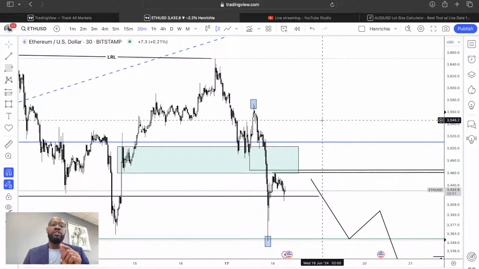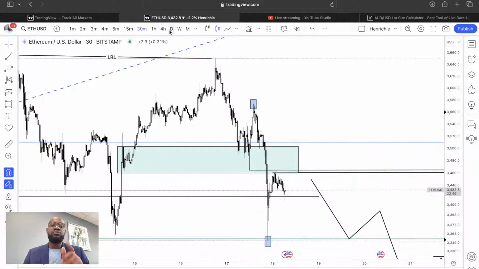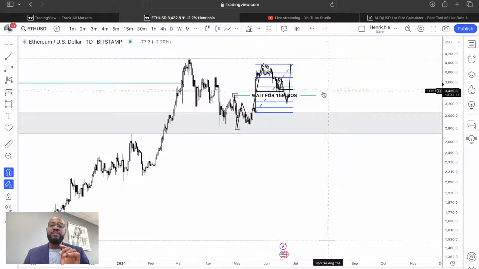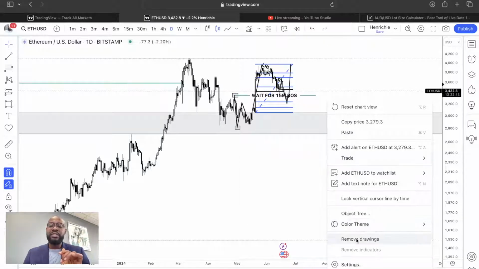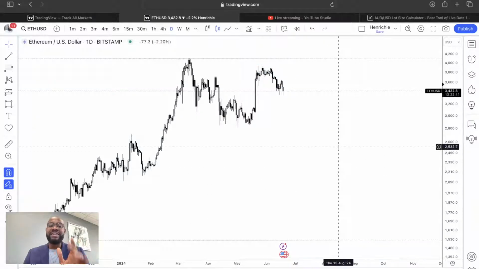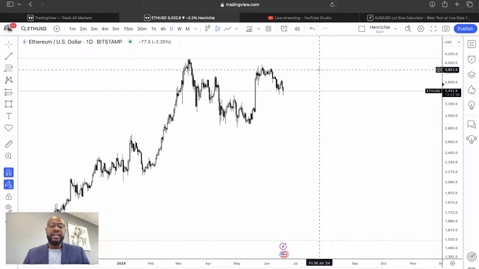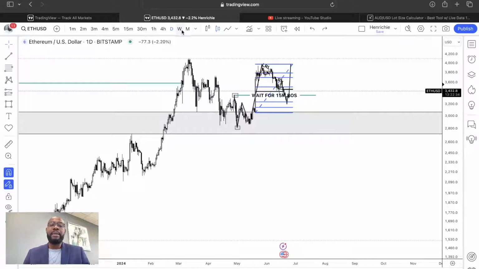The moment I see a break of structure in the 15 minutes time frame to the upside, I'll start looking for a buy on Ethereum, potentially to rally to the upside, potentially to even create an all-time high from this low. So the next rally on Ethereum, this is just my opinion, I'll be anticipating for that rally to create a new all-time high.